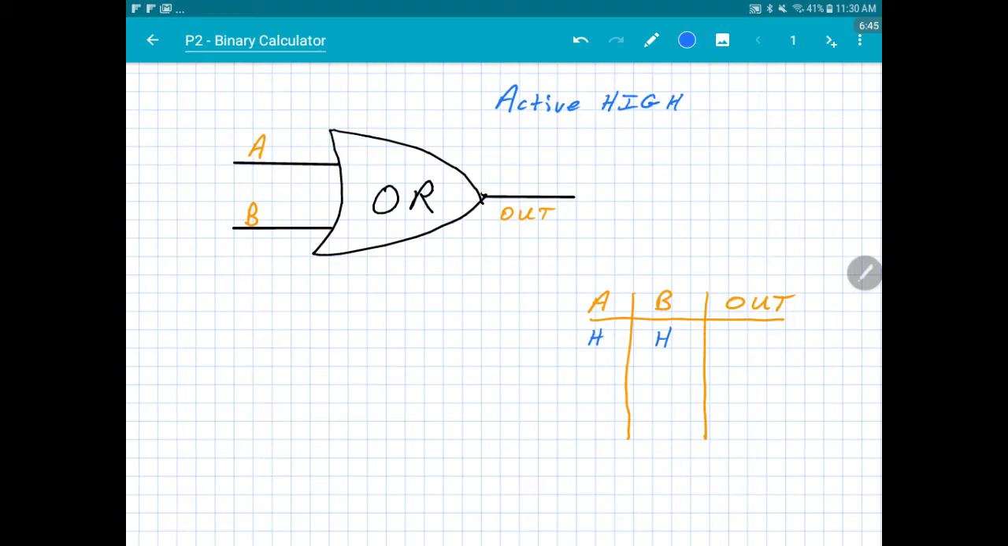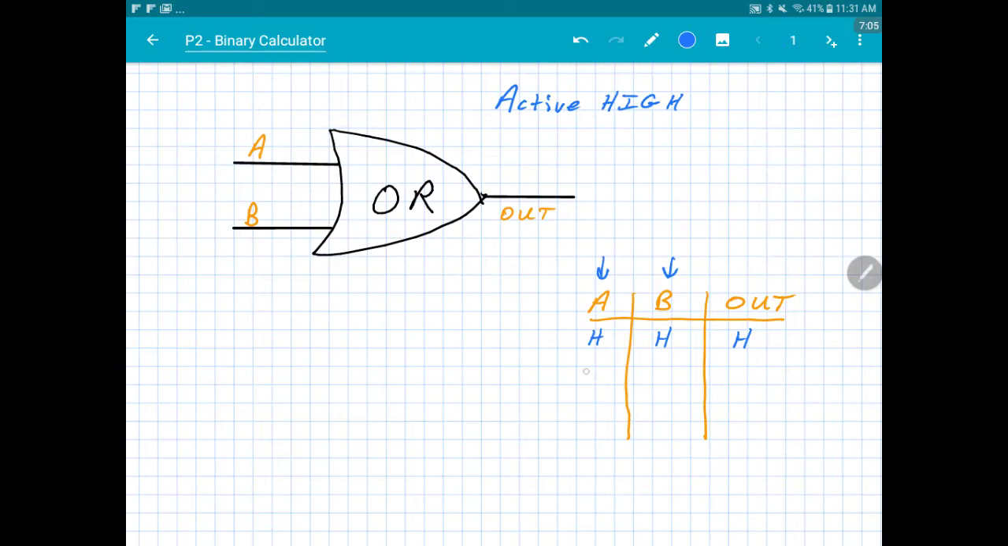So if I look at this, I can ask myself, is at least one of these gates, is either of them high? In this case, yeah, both of them are, so it meets the criteria. At least one of the gates is high, so my output is high.